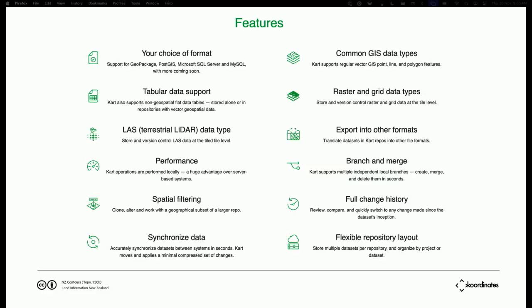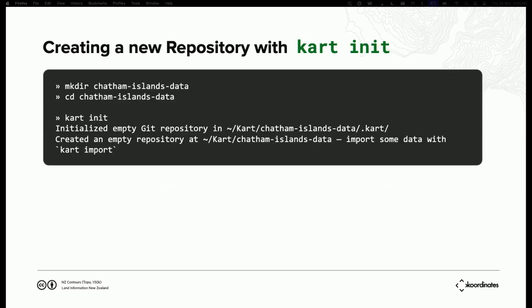Here's a list of the features. This is just a screen grab from the website. I won't walk through all of it. But some of these things are just inherited from Git. Branch and merge, full change history, synchronized data down there, those are all just Git features. And the rest of it is something that we've built on top of Git. And rather than walk through all of them, I'll just show you how it works.